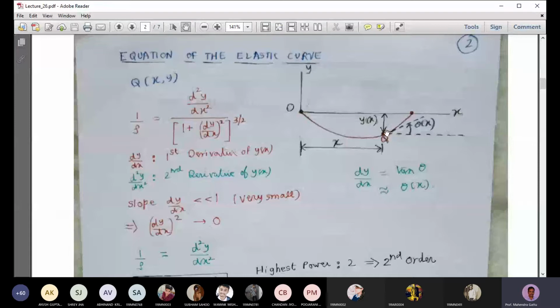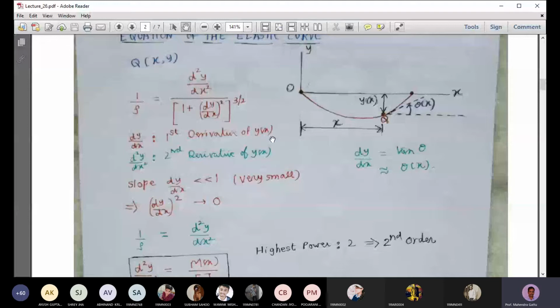One thing we know is at point Q, we can find the curvature, rho, and relate it with the deflection y. That relation is given here: 1 by rho is equal to d square y by dx square divided by (1 plus (dy by dx) square) whole power 3 by 2. So d square y by dx square is the second derivative of y of x, and dy by dx is the first derivative of y of x.